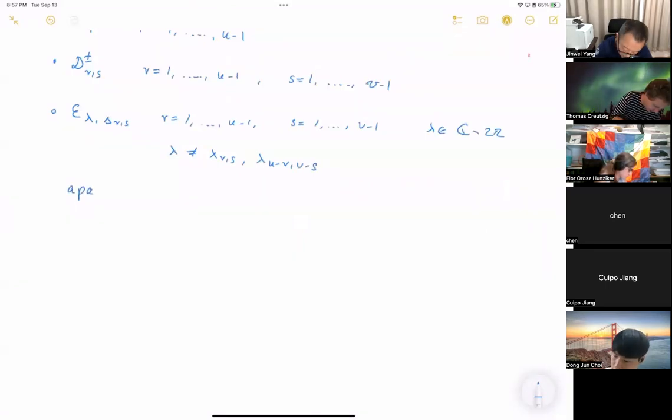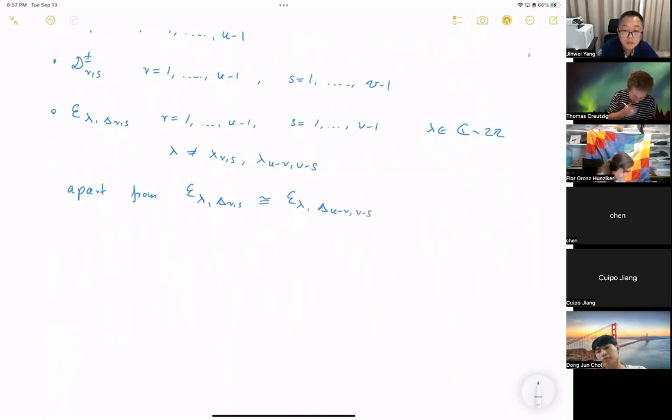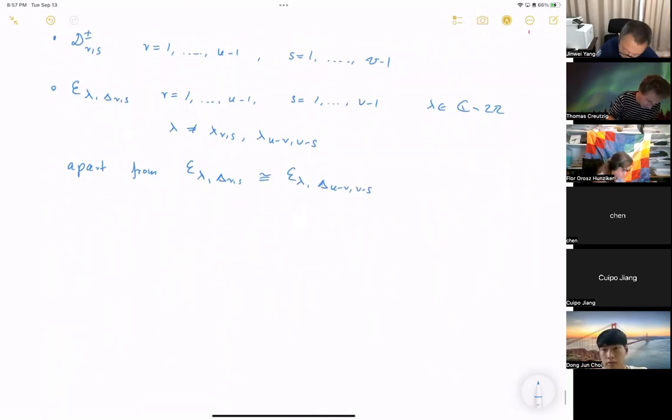Also, are these modules isomorphic? Well, they are all non-isomorphic except for this one isomorphism that I'm now just writing down. And this is just because the Casimir eigenvalue for two different weight labels is the same. Apart from these ones, all these modules are mutually non-isomorphic.